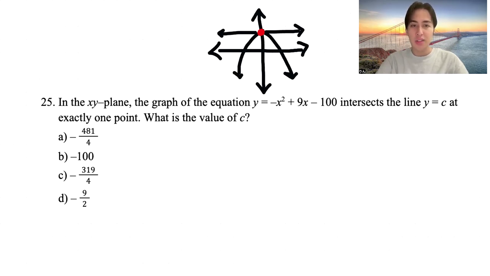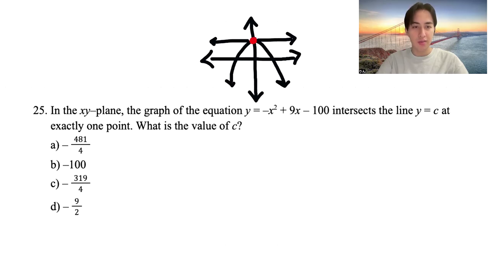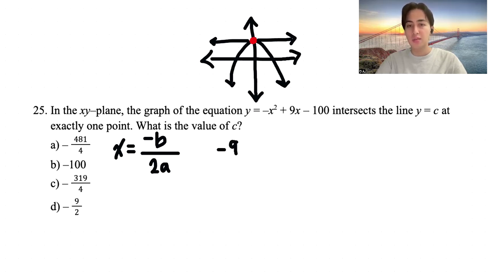What can help is knowing this formula: x equals -b over 2a. This formula gives you the x value of the vertex. -b is just -9, right? By the way, this is your b, this is your a, and this is your c. The a of a parabola is the coefficient of the x squared, the b is the coefficient of the x, and c is the constant.